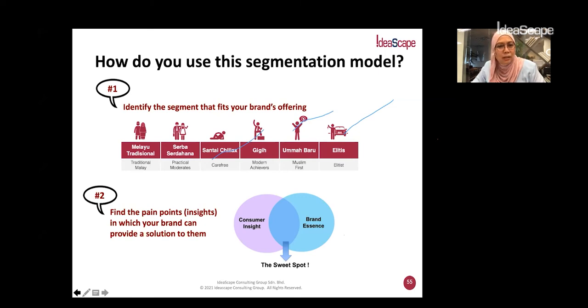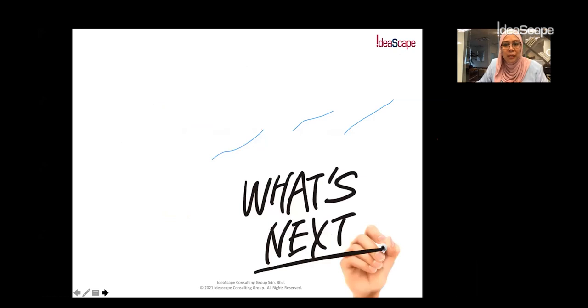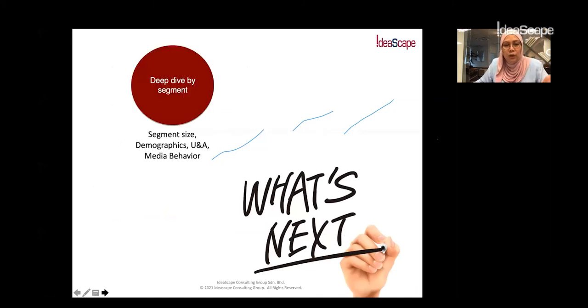I think for the demographic data, we will have to look into your specific category, your specific brand, and then look at where and how the distribution is. Yeah. So with that, I'm going to end with this next slide. What do we do next? We can deep dive into each of the segments. That means we can look at every segment, the gigih, the umah baru, the santai chillax, and look at the segment size, the demographics: north, south, east, west, age, household income, race, gender. We can look at that.